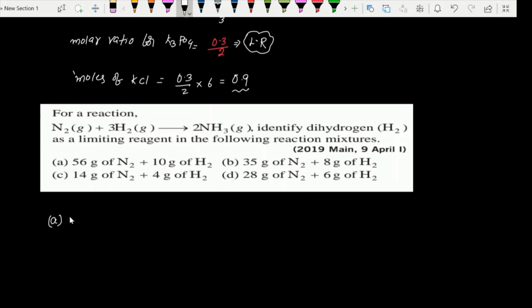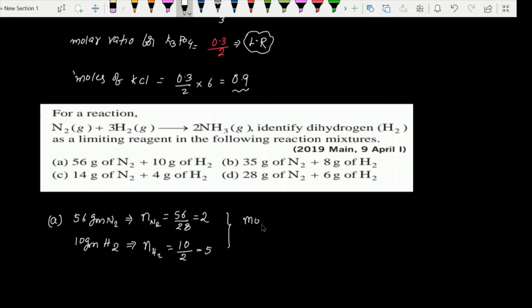Option A is 56 grams of N2. The number of moles of nitrogen is 56 by 28, which is equal to 2 moles. And 10 grams of H2 means the number of moles of hydrogen is 10 grams by molar mass 2, which is equal to 5 moles. Now I can find the molar ratios. What is the meaning of molar ratio? It is given moles by stoichiometric moles.